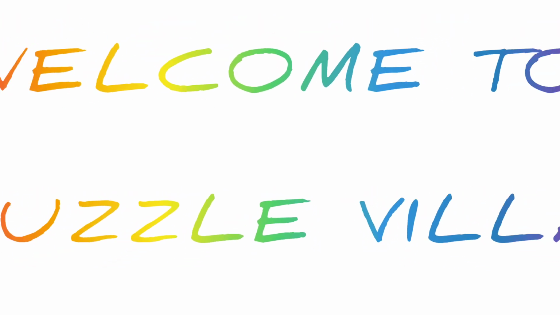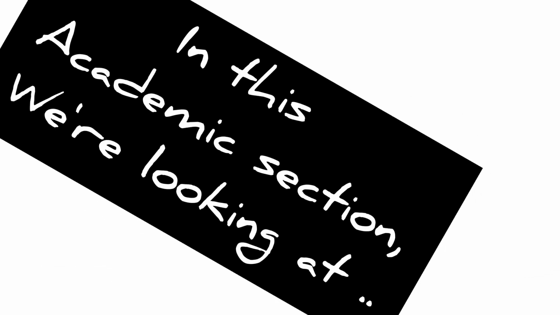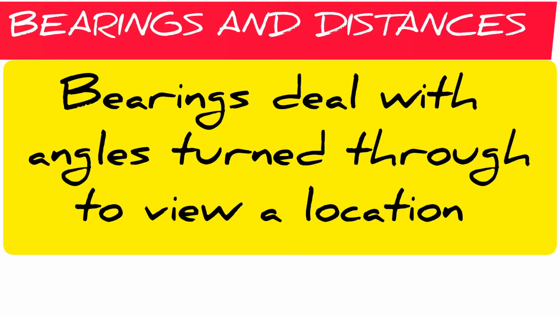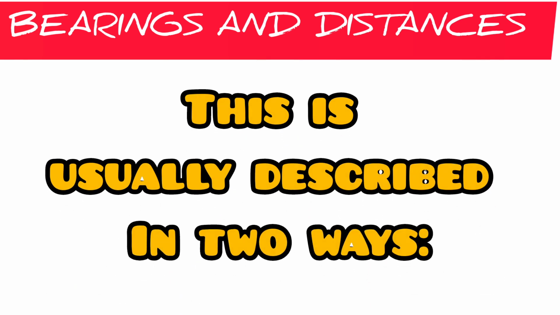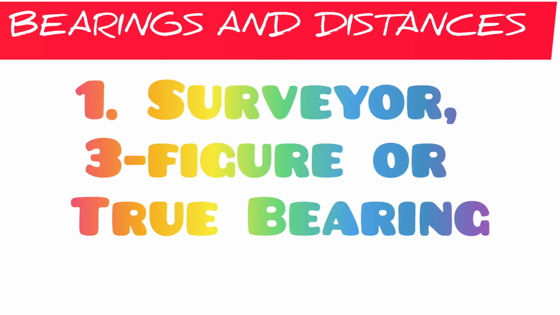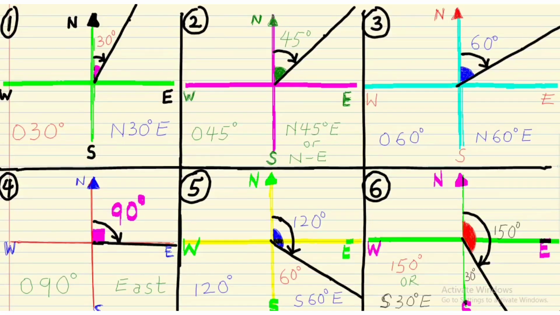In this academic episode, level beta, senior high school maths, we shall be looking at the topic bearing and distances. Bearing deals with the angles turned through to view a location. This is usually described in two ways. We have surveyor bearing, also known as true bearing, and compass bearing. Let's look at the two of them briefly. We will be using specific angles to describe these two categories.